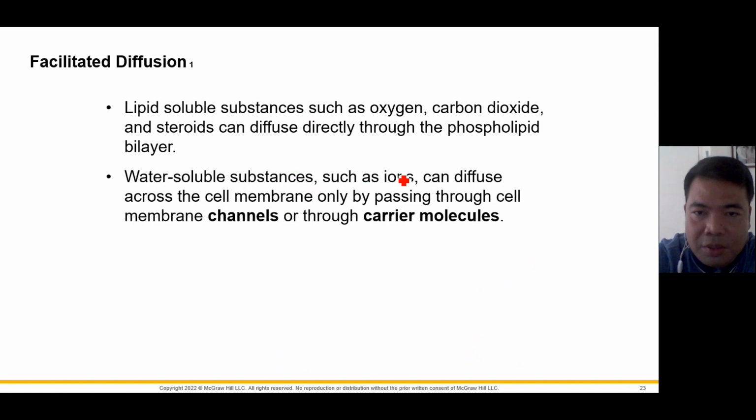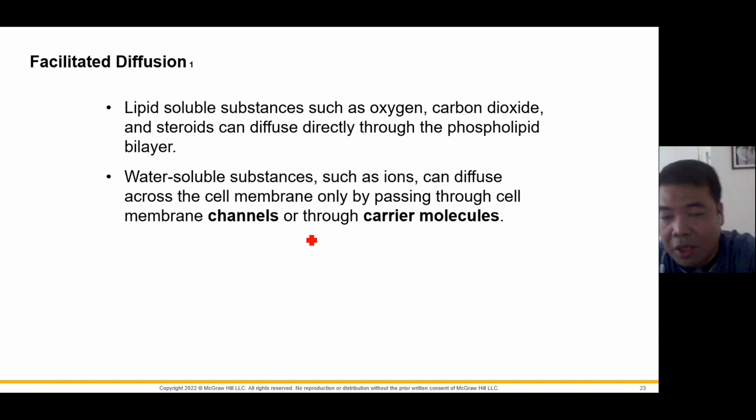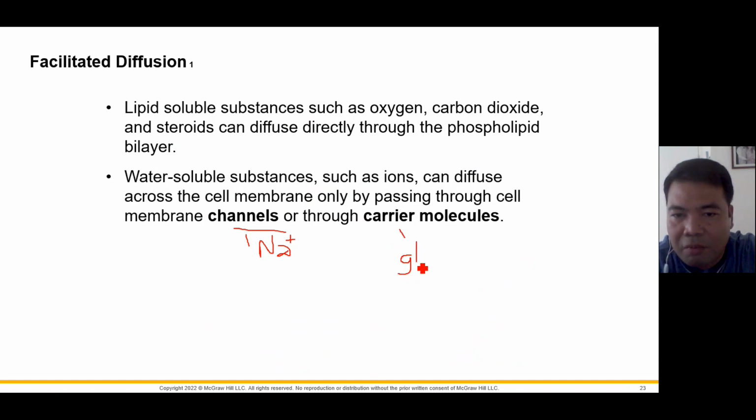But other water-soluble substances, such as ions, can diffuse across the cell membrane only by passing through cell membrane channels or carrier molecules. Kaya nga sabi natin kanina, itong si sodium, dumadaan siya sa channel. Samantalang yung si glucose, as we have said earlier, requires a carrier molecule to be able to pass through the cell membrane, because they cannot readily just diffuse, natatagos, like oxygen, carbon dioxide, and steroid. So, ibig sabihin, si oxygen, carbon dioxide, steroid does not need these membrane channels or carrier molecules. They just diffuse by simple diffusion.